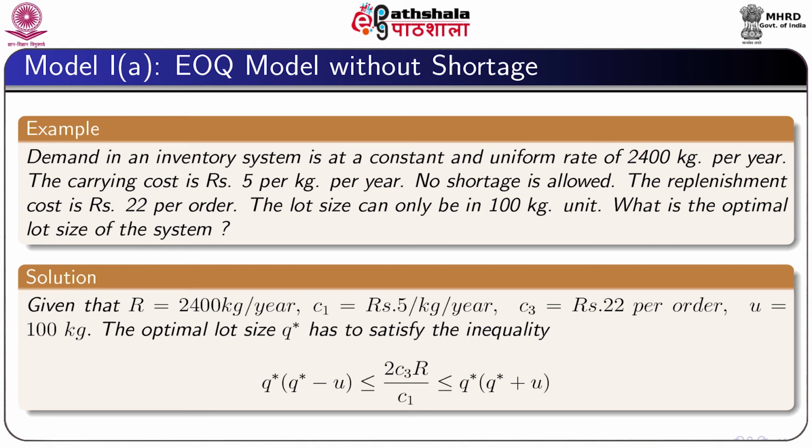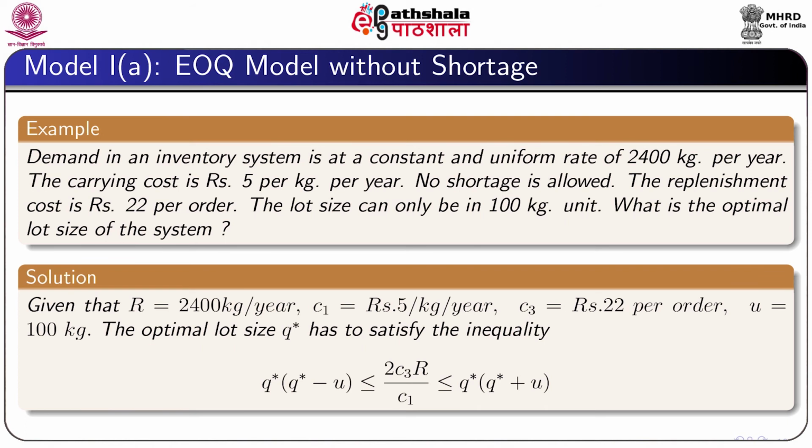Let us take an example. Demand in an inventory system is at a constant and uniform rate of 2400 kg per year. The carrying cost is rupees 5 per kg per year and no shortage is allowed. The replenishment cost is rupees 22 per order. The lot size can only be in 100 kg units. What is the optimal lot size of the system?